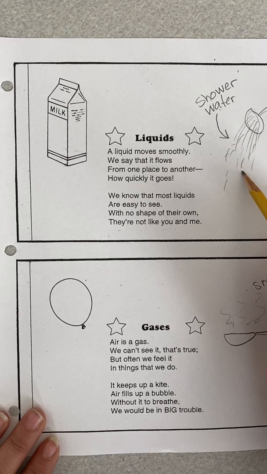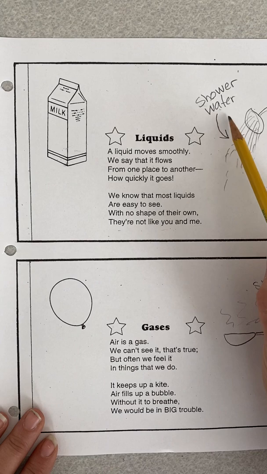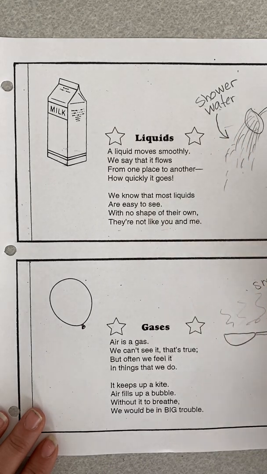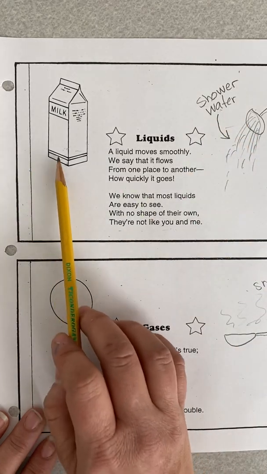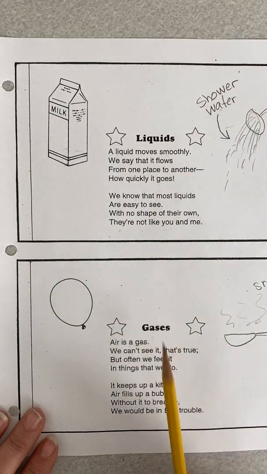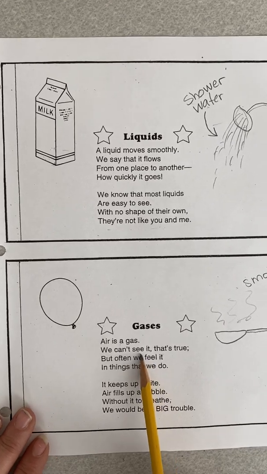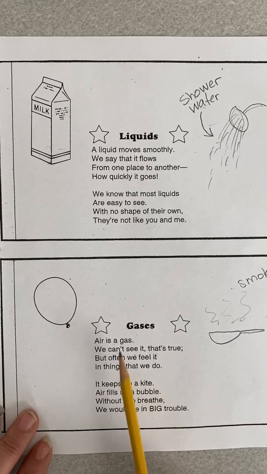So I want you to think of another liquid that you can draw, and then you're going to label it. When we write the word about what it is, it's called a label, all right? And your grown-up can help you sound out your words that you need to spell. Don't draw milk. We already have milk on there. And this one is gases, okay, boys and girls?